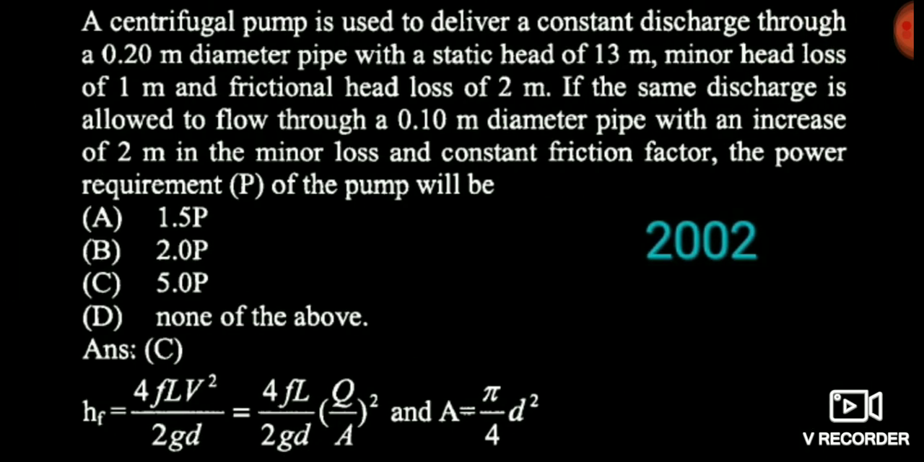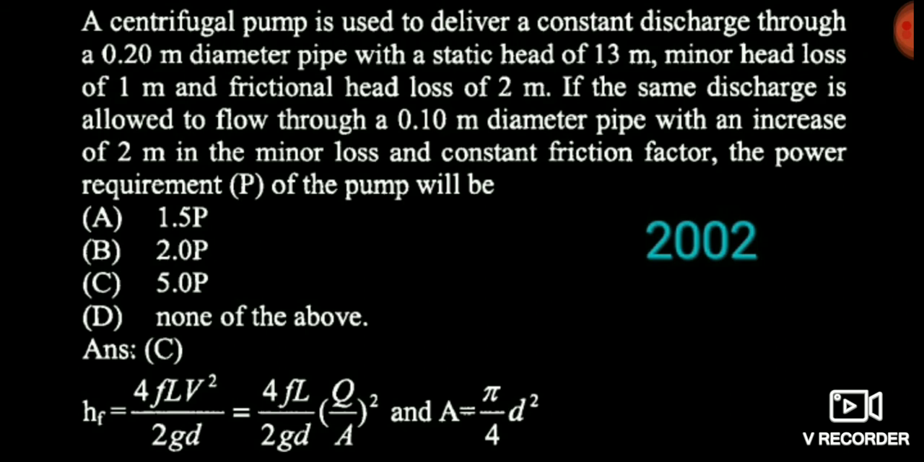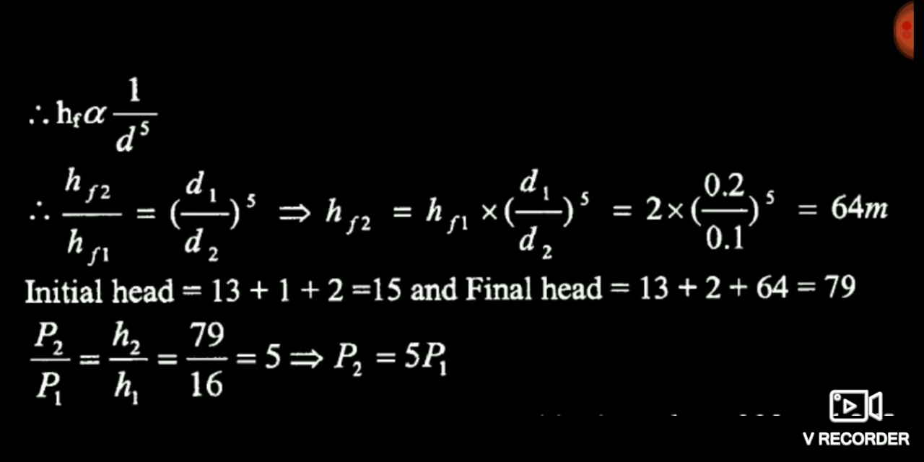Now friends, you can put the first case the frictional head loss is 2 meter, and in second case we will calculate it, that is 64 meter. You can clearly see here the relationships. And now initial head is 13 plus 2 plus 1 is equal to 15, and final head is 13 plus 2 plus 64, that is 79. So in the question it is asking what is the relationship, means what is the power requirement, means how many times of initial power. So you can clearly see here the mathematical calculation only we have to do. So P2 is equal to 5 times of P1. This is very easy and you can easily solve.